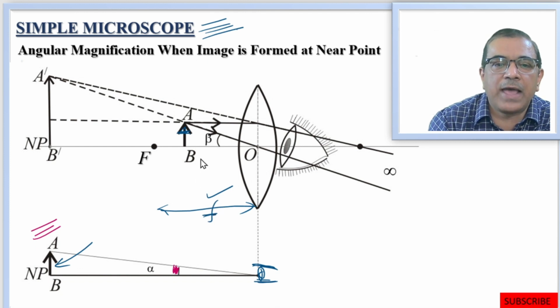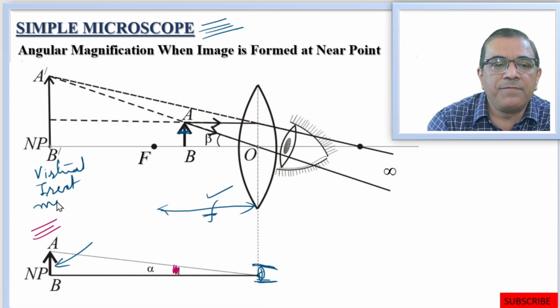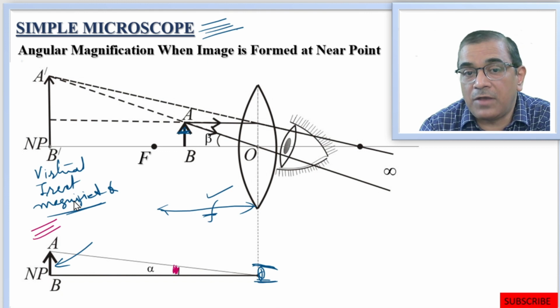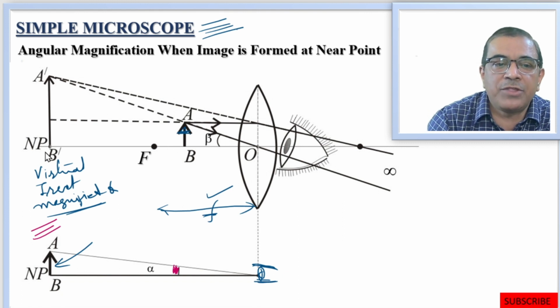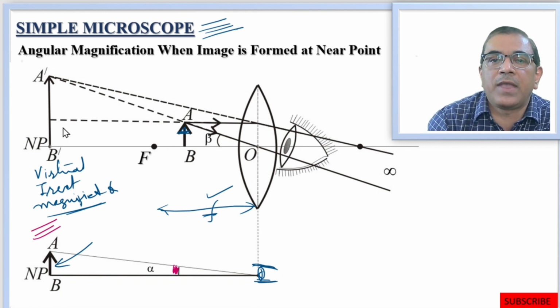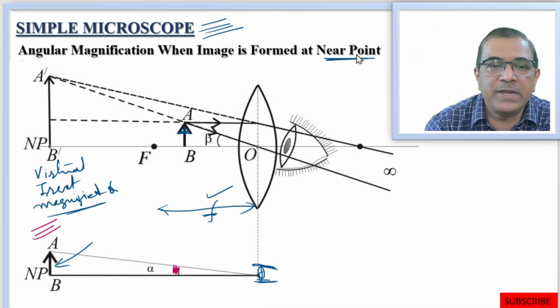In the process, what happens? A virtual, erect, and magnified image is formed. Now here is an important point. The position of this object should be such that its image is either formed at the near point or the far point. These are the two different cases we will be dealing with.